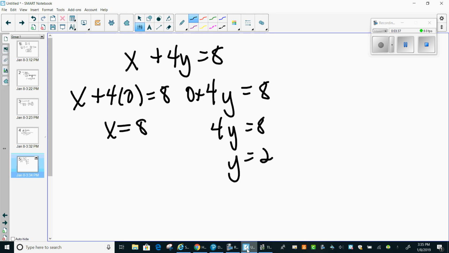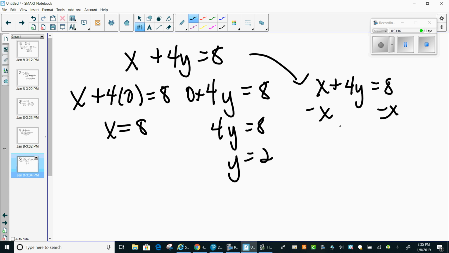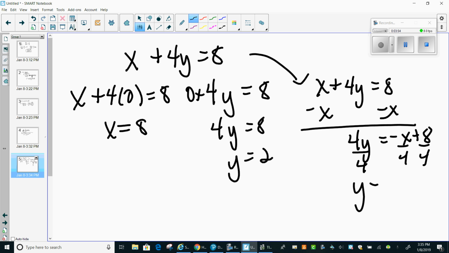Another way to do it is if this is your line, x plus 4y equals 8, you can solve it for y. Subtract x, and that gives you 4y equals -x plus 8, and then divide by 4, and so you get y equals -1/4 x plus 2. So the y-intercept is 2, and the slope is -1/4.